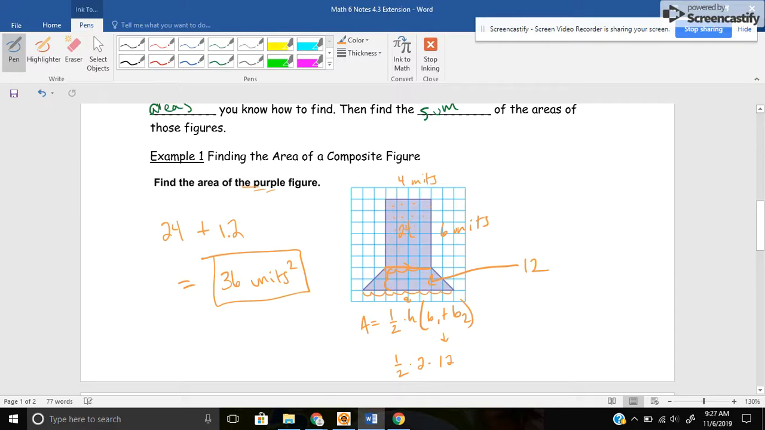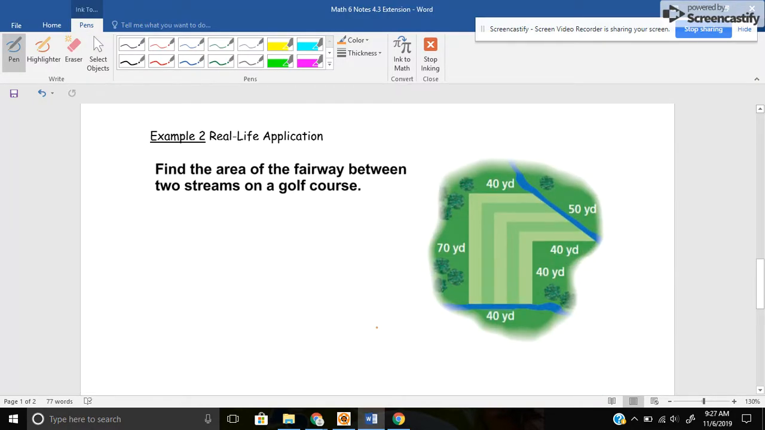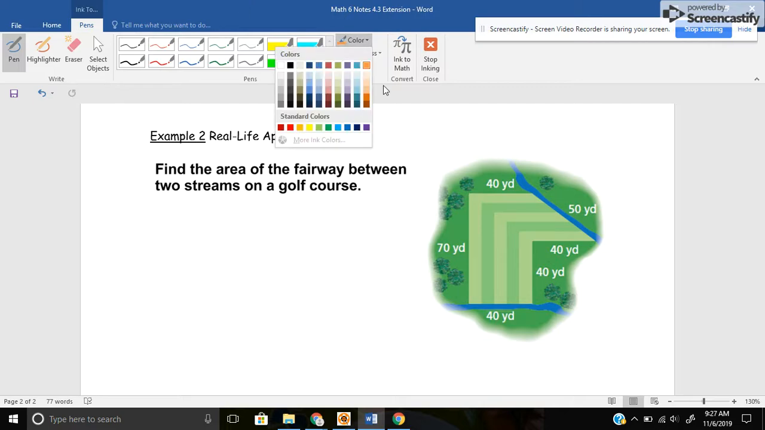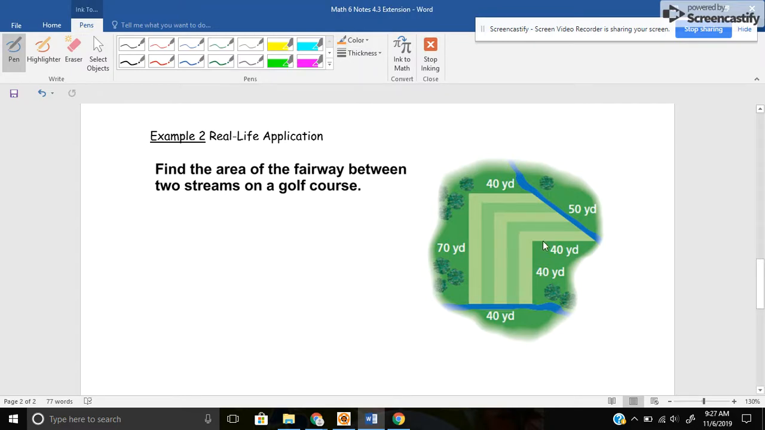Let's try example 2 with the real life example. And this is one of those situations where I was kind of telling you, you could split it in a couple different ways if you wanted to. I'm going to split it in the easiest way that I can find.